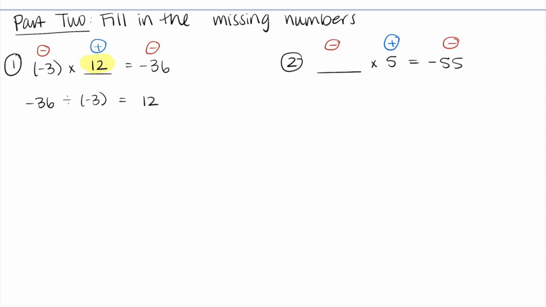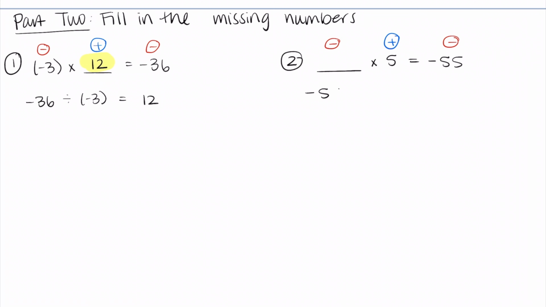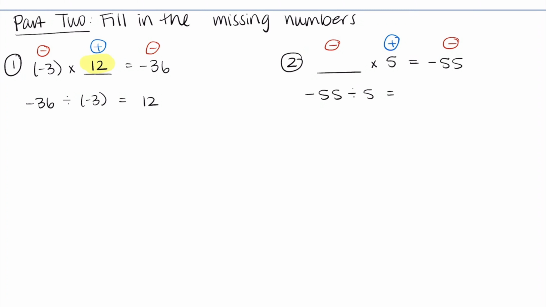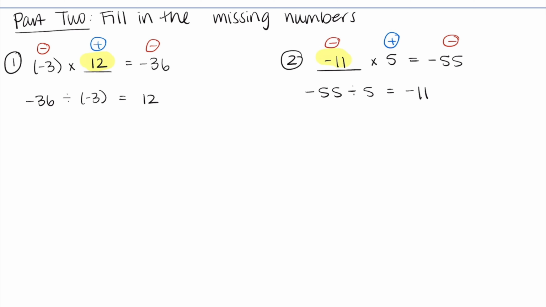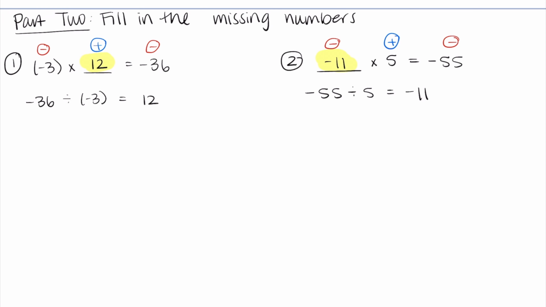In order to find out what the blank is, we have to do -55 divided by 5 to figure that out. Negative divided by a positive would be a negative answer. We know that 55 divided by 5 is just 11, but since the rule tells us our answer needs to be negative, -11 would be our missing number for number 2.